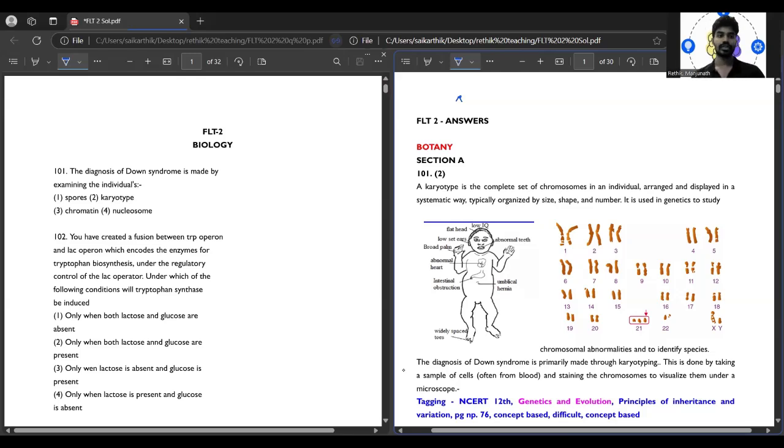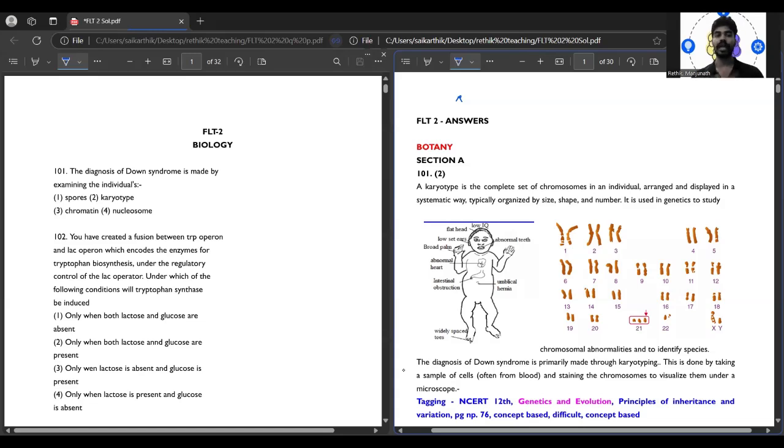Okay. So the diagram of Down syndrome is made by examining the individual was your question, and four options were given, right? One is spores, or karyotypes, or chromatin, or nucleosomes. Spores, no way, because Down syndrome is related to human beings. Spores is the wrong option, that we know. So chromatin and nucleosome is also a wrong option. So the one thing that we come to here is the karyotype.